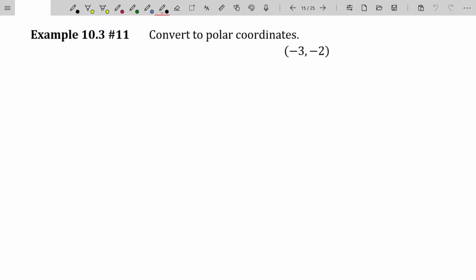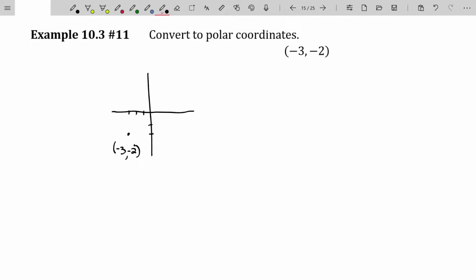All right, another example. Let's quickly plot out -3, so back 3 units, down 2 units. So -3, -2 is right there. So we know we're in quadrant 3. Let's go ahead and start the conversion.